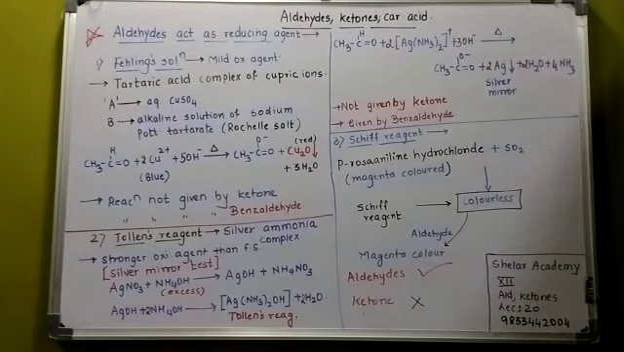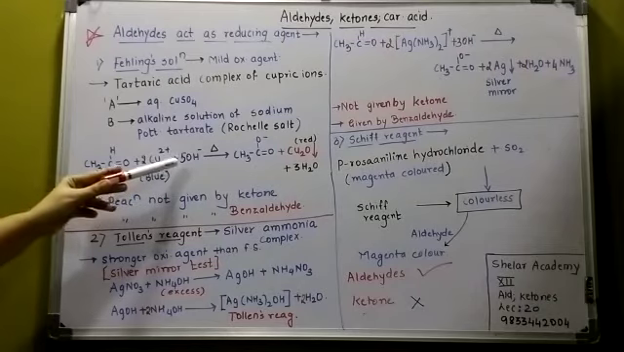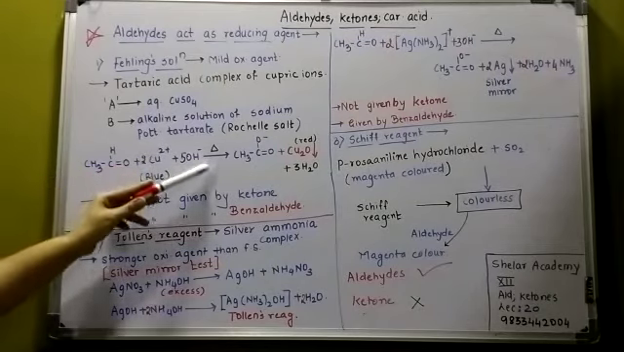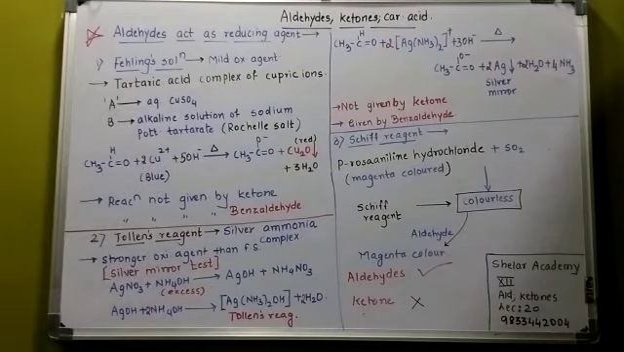What is B? It is an alkaline solution of sodium potassium tartrate. The hydrogen of tartaric acid is being replaced by sodium and potassium. The same is called Rochelle salt. It is alkaline, so this is B. This is your Fehling's solution B, and A and B together form Fehling's solution.